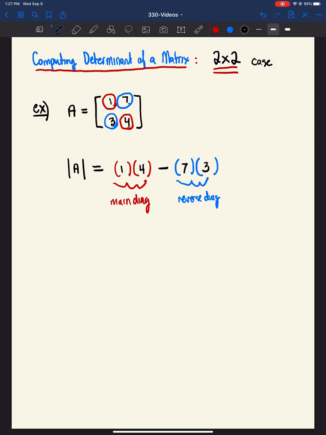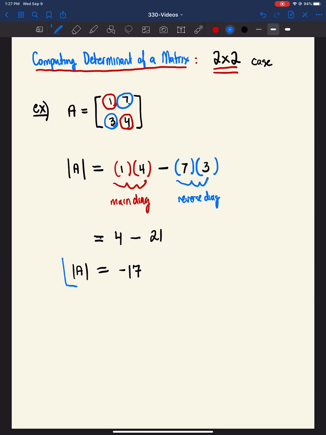But for us in this two-dimensional case, or the 2 by 2 case, we can take these two products, take their difference. So in this case, we have the product of 1 and 4 is 4, and we subtract off the product of 7 and 3, which is 21. So at the end of the day, this matrix determinant is actually equal to negative 17.